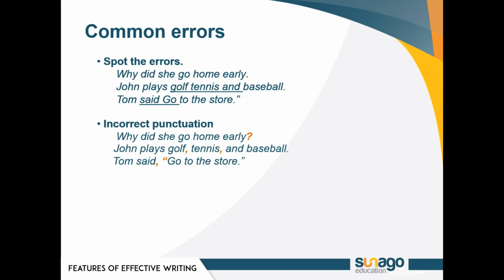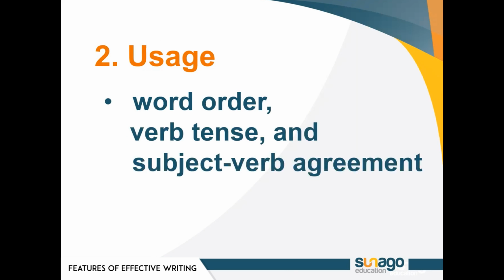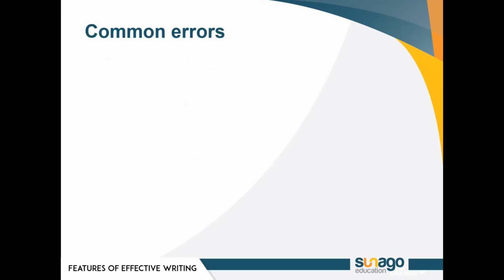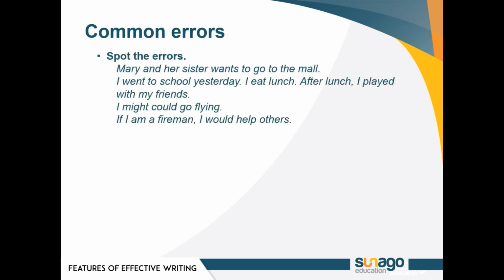Let's move on to number 2, usage. Usage are the conventions of both written and spoken language that include word order, verb tense, and subject and verb agreement. Let's practice again. See if you can identify the errors in these sentences. Did you find them? If you noticed, the verbs are incorrectly used.